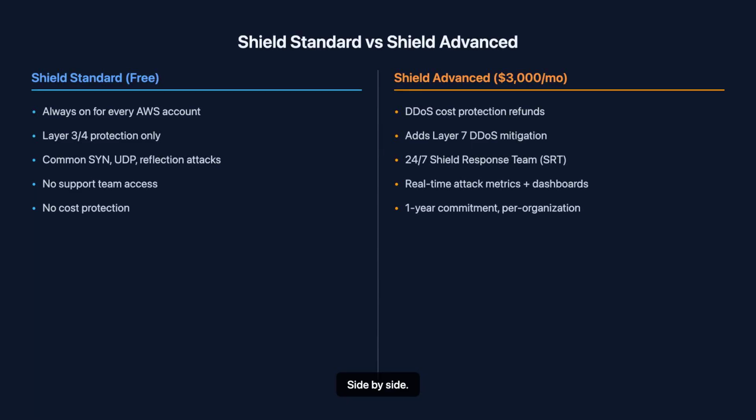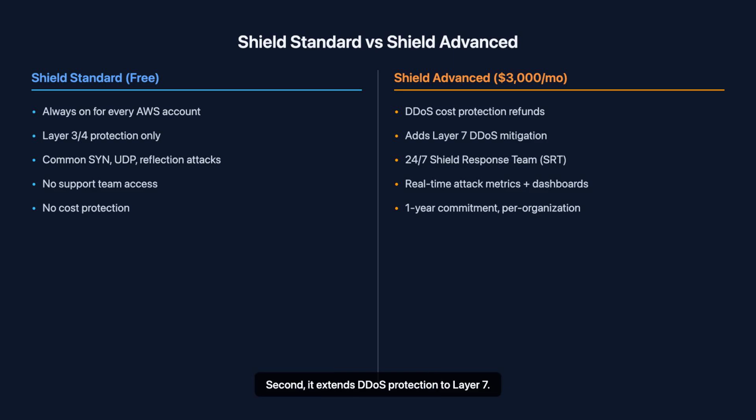Side by side, Standard is free, always on. Layer 3 and 4 only, no support team, no cost protection. Advanced costs $3,000 a month per organization, requires a 1-year commitment, and gives you 3 big things Standard doesn't. First, it adds cost protection, which refunds the scaling charges that a DDoS would otherwise leave you with when your auto-scaling group expanded to absorb the flood.